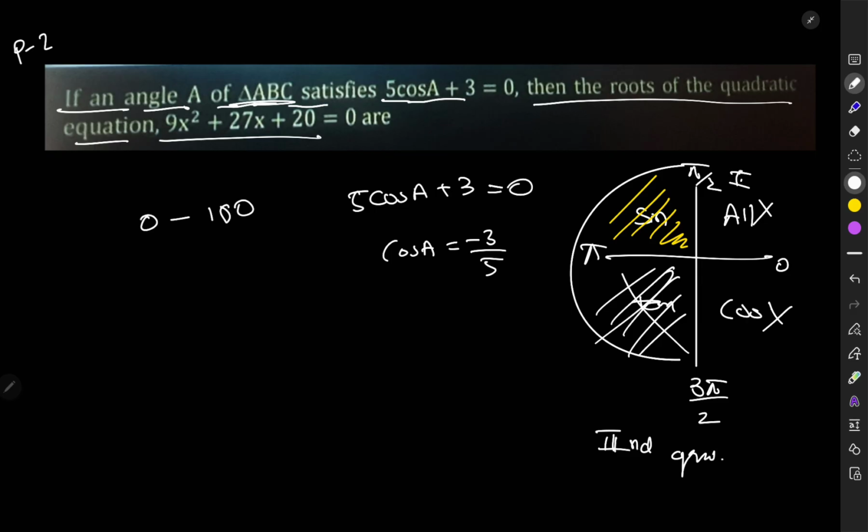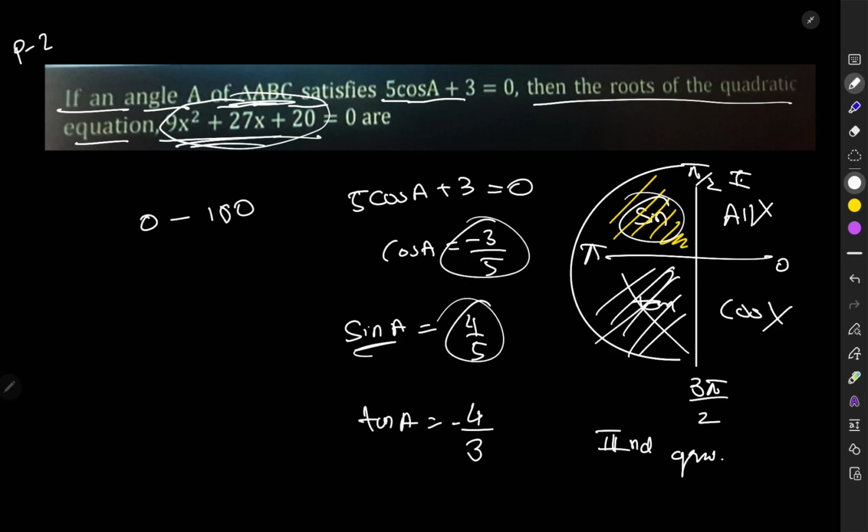So now what else is there? Sin A will be what? 4 by 5, right? Since it is in the second quadrant, sine will be positive. So tan A will be 4 by 3, and it will have a negative sign. So just find the roots of the equation. You will get something like this, and we can put the answer corresponding to that.